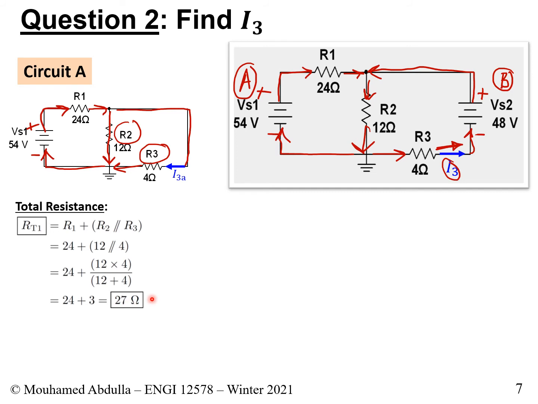Okay. So now that we have the total resistance for this circuit, we can find the current that flows out of this circuit. So the current that flows out of this circuit is here.